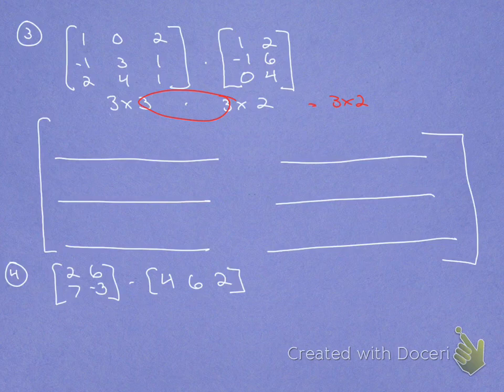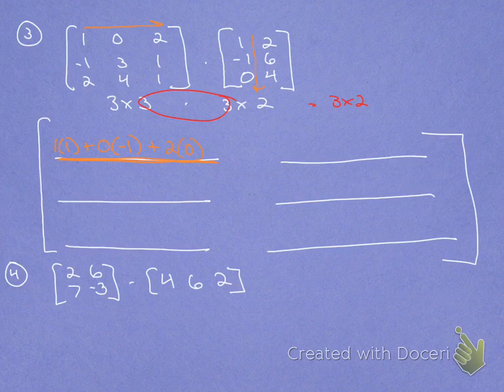I'll start off the first one for you. Going across and going down will give me this spot. Multiply. Move to the right, move down, add, multiply, move to the right, move down, addition sign, multiply.